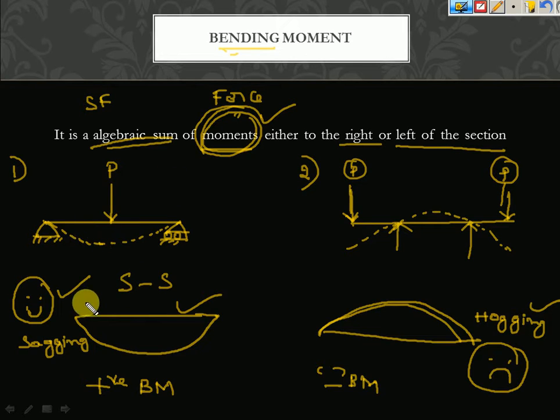Just remember this: sagging and hogging, positive and negative bending. The smiling curve is sagging and the sad smiley is hogging. This is just to remember.